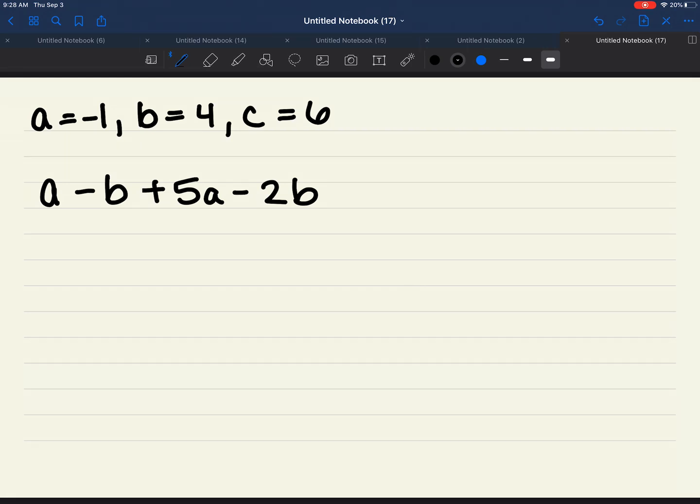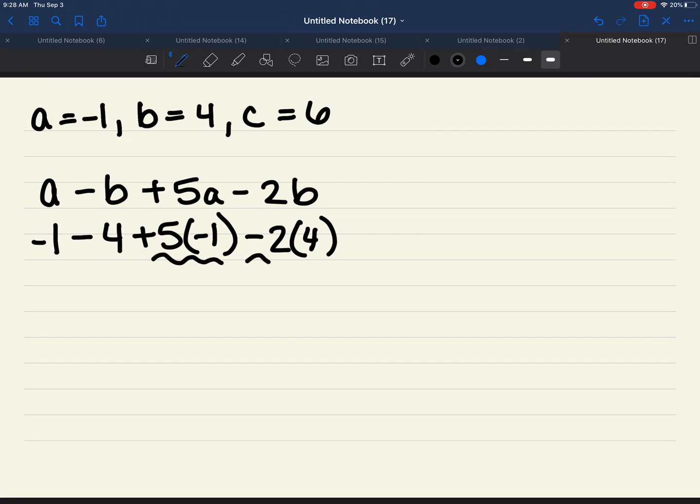Okay, tell me what I would get when I substitute. -1 minus 4 plus 5 times -1 minus 2 times 4. Okay? Then you would do multiplication first. That would be -5 and -8. Okay. Now, is there more than one way you can work this?